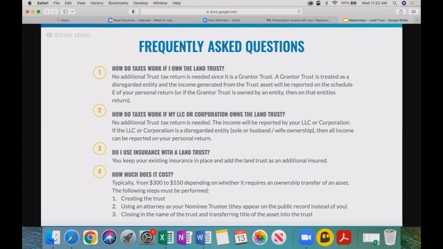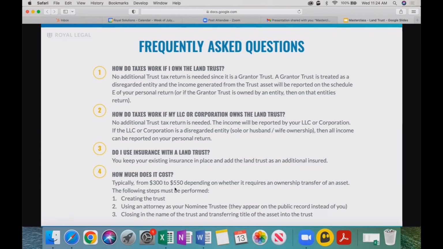Do I use insurance with the land trust? Yes. You would add the land trust as an additional insured onto each policy for each property. You would keep yourself intact, and it would just be an additional insured. Generally speaking, from my experience, this does not cost any extra money.